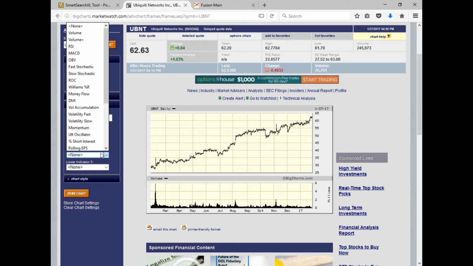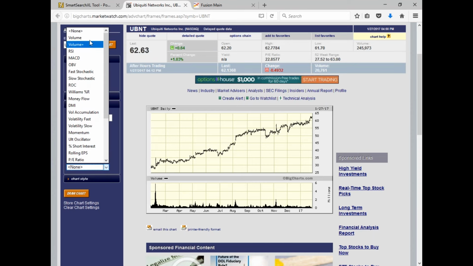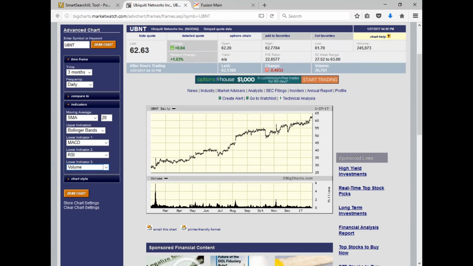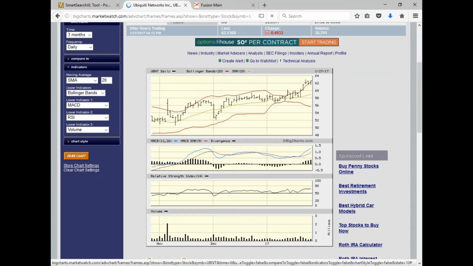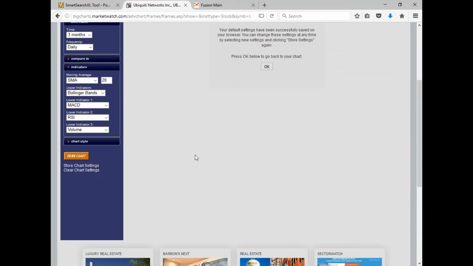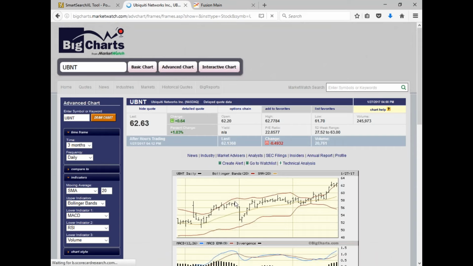Put MACD as my second indicator. I'll put RSI as my third, and then of course I'll put volume as the fourth as well. Now let's go ahead and draw that chart, and I'm going to take a moment here to store the chart settings. There we go. Just to make sure that when we link to it next.